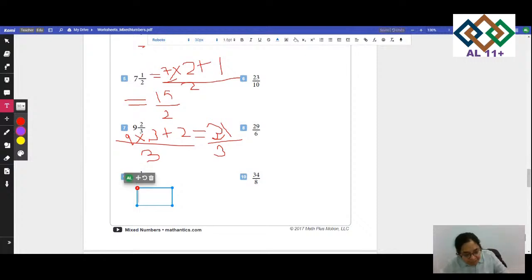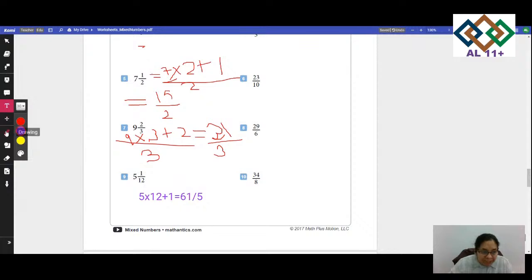So the next one is the same way. 5 multiplied by 12 plus 1, and that equals to 12 fives are 60, sorry. 12 fives are 60. 60 plus 1 is 61. 61 over 5, that's your answer.